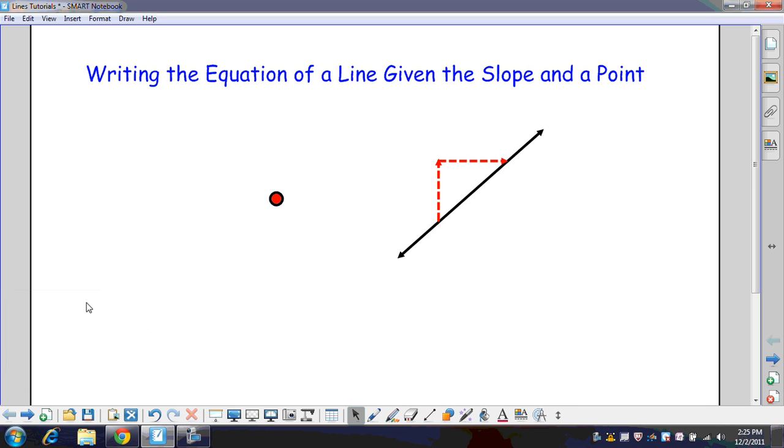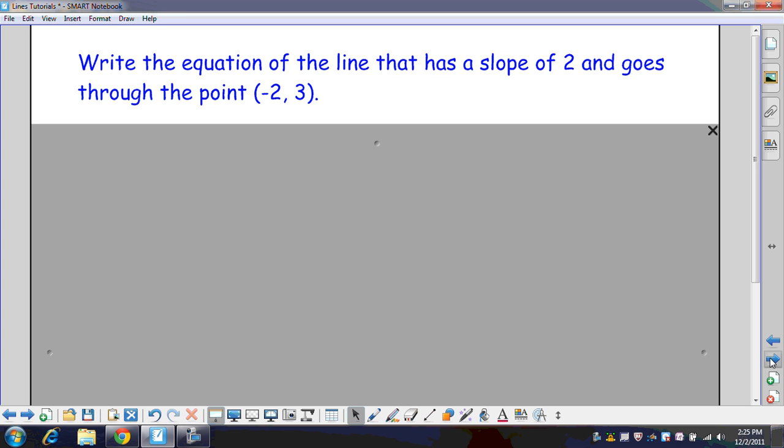In this tutorial, we're going to talk about how to write the equation of a line given the slope and a point on the line. In particular, we're going to look at writing the equation of a line that has a slope of 2 and goes through the point (-2, 3).